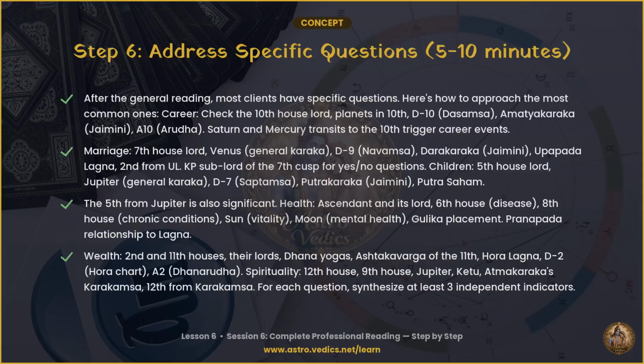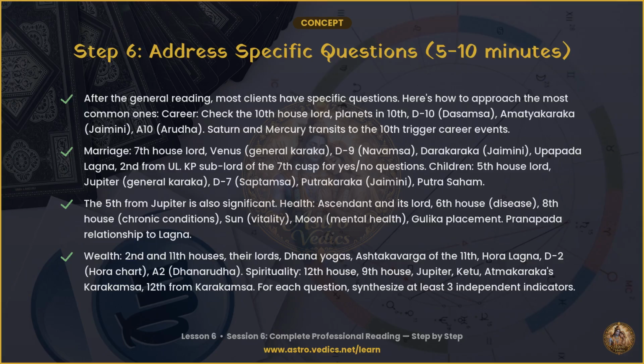Step 6. Address specific questions. 5-10 minutes. After the general reading, most clients have specific questions. Here's how to approach the most common ones. Career: check the 10th house lord, planets in the 10th, D10 Dashamsha, Amatya Karaka, Jaimini A10, Arudha. Saturn and Mercury transits to the 10th trigger career events.